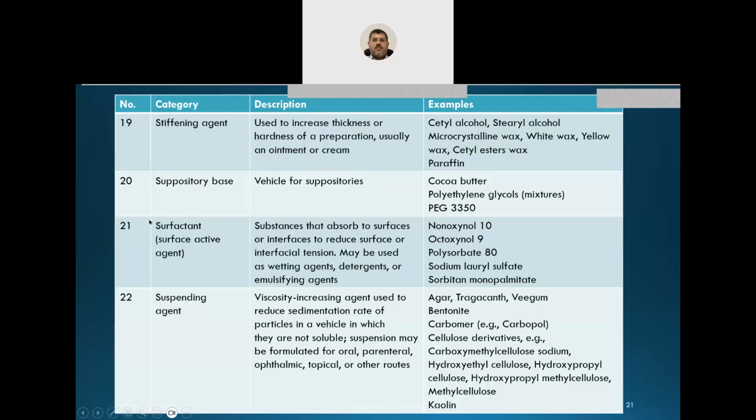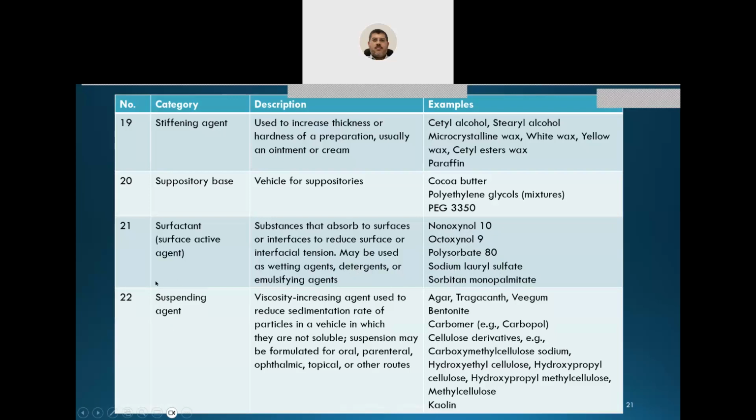Surfactants, they are used to make surfactants. Actually, they have different functions. They can be used as emulsifying agents, depending on something we call HLB, hydrophilic lipophilic balance. So it depends on the value. They may be used as emulsifying agents or wetting agents or detergents. Okay, and some of them are synthetic, some of them are natural. Here, all listed here are synthetic.